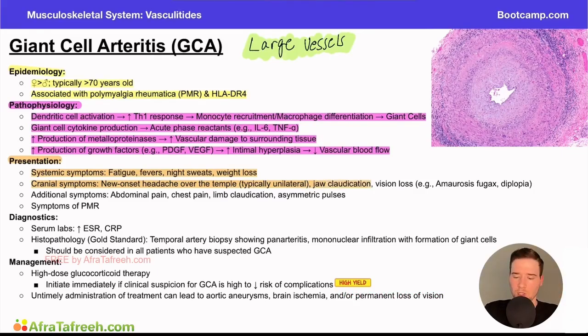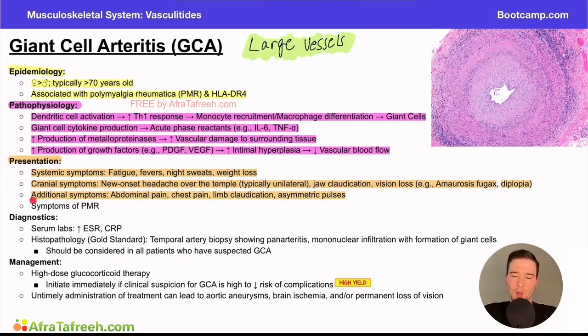These patients can also have jaw claudication, which is pain with chewing. They also like you to know patients can present with vision loss, and a key word they want you to be familiar with is amaurosis fugax. Patients can also present with diplopia, which is double vision. Some additional symptoms can include things like abdominal pain, chest pain, limb claudication, and asymmetric pulses.